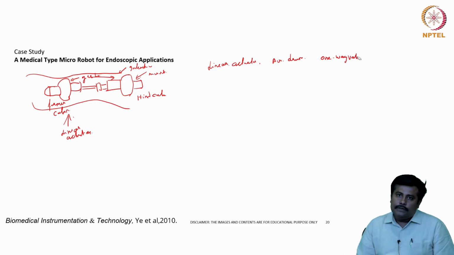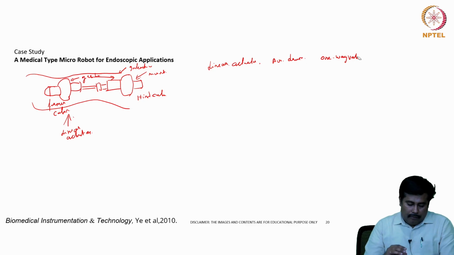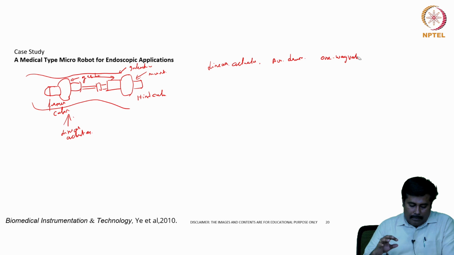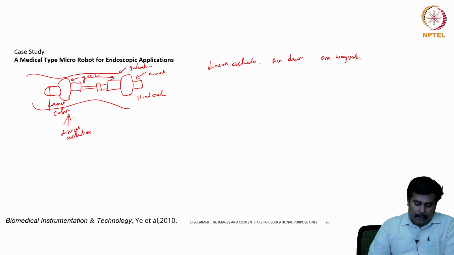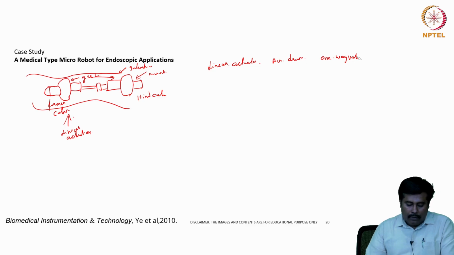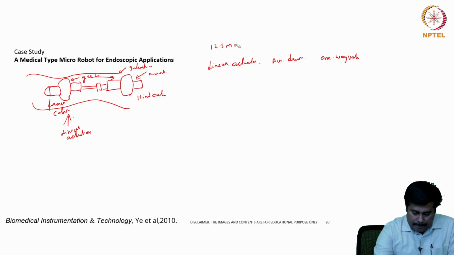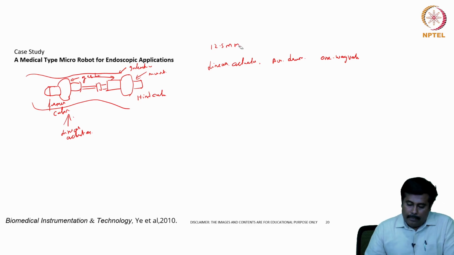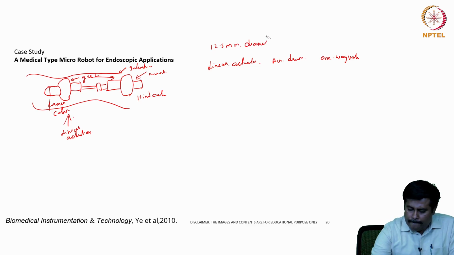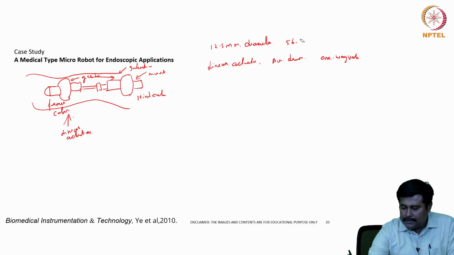A few researchers have developed this type of medical micro pump for an endoscopic robot, which is driven by a linear actuator based on a direct DC motor. This micro pump consists of two active one way valves and a cylindrical air drum. Ideally, the overall size of the pump prototype will be in the order of 12.5 mm in diameter and 56 mm in length.